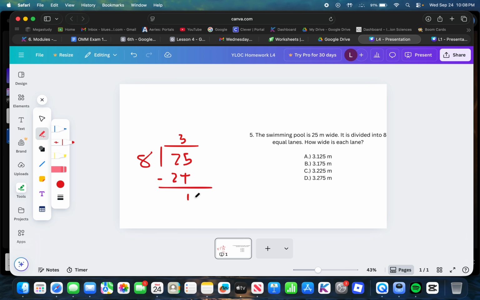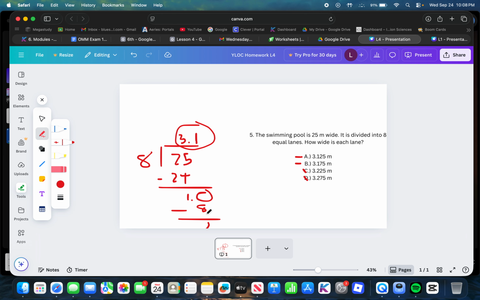Now we don't leave it as the remainder 1. We make decimals now. So how many times can 8 go into 10? Total of 1. So 3.1. And that's 8. And then we have 2. Now just by this, we know that it should be around 3.1. And if we look here, we have A, 3.1, B, 3.1, C and D, they're 3.2, 3.2. So we can mark C and D out wrong.